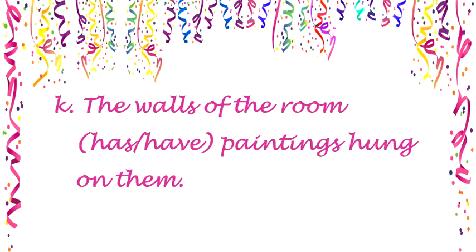Next we have, the walls of the room has or have paintings hung on them. Now again focus on the subject. Where are the paintings? On the walls or on the room? Yes, the paintings are on the walls. So walls is our main subject and walls is plural. So we have the helping verb have. The walls of the room have paintings hung on them. Okay? Very good.